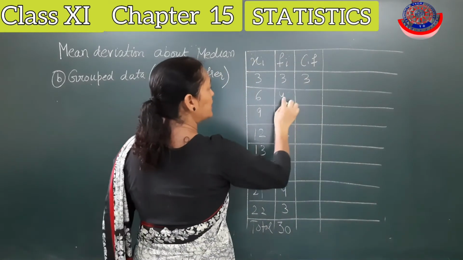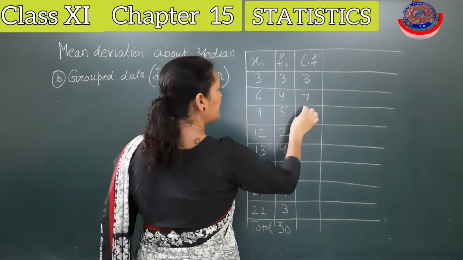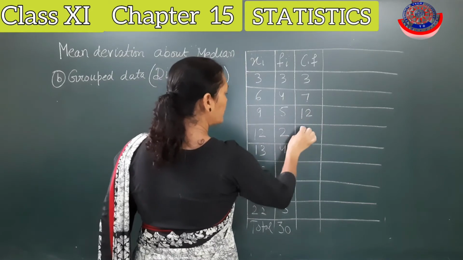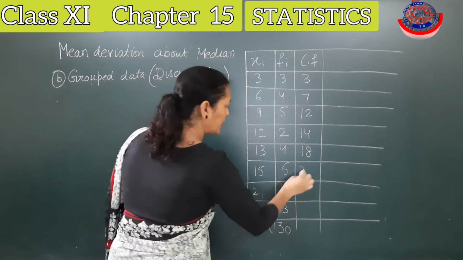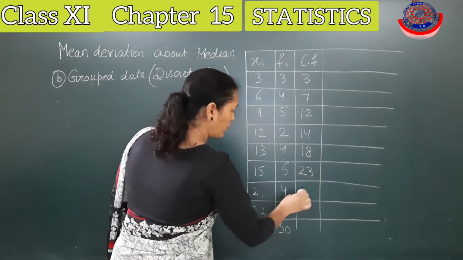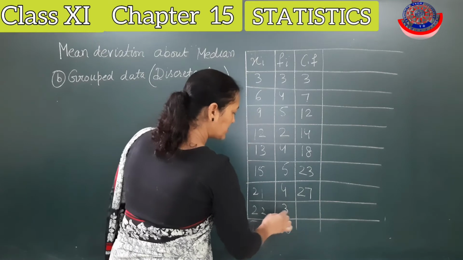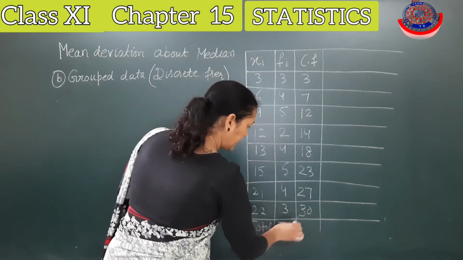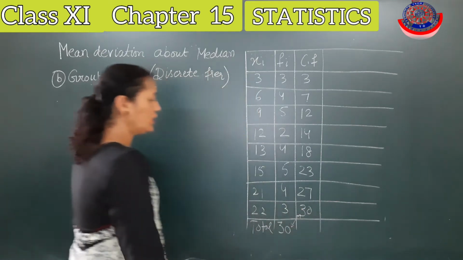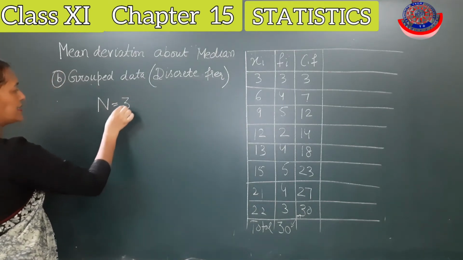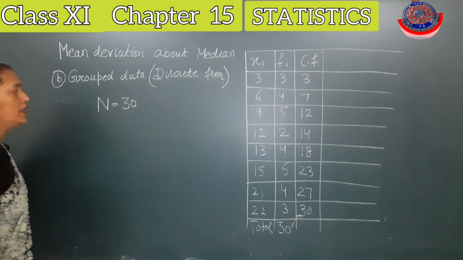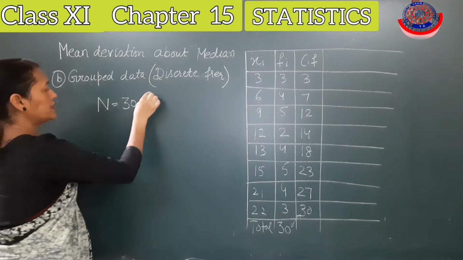3, then 3 plus 4, 7, 7 plus 5, 12, 12 plus 2, 14, 14 plus 4, 18, 18 plus 5, 23, 23 plus 4, 27, 27 plus 3, 30. It should be the same. So we have obtained the total of frequency, means capital N, as 30. That means it is even.